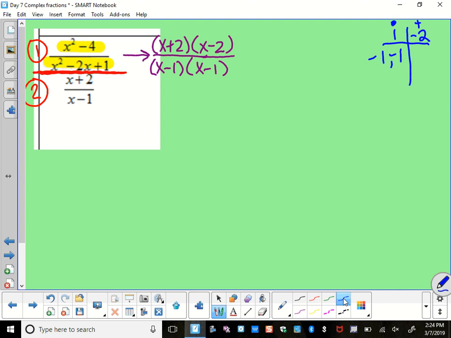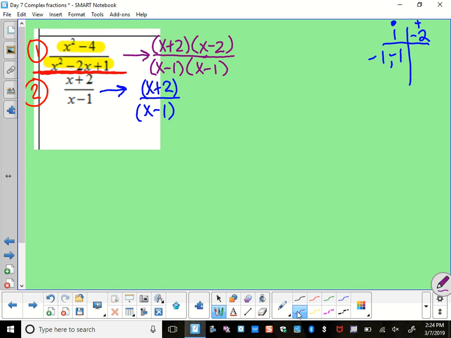My second fraction down here is already factored down, right? So we don't have to do anything to that. It's just x plus 2 on top, x minus 1 on the bottom. I can't simplify that any further. Do you guys see how I just simplified my top fraction and my bottom fraction? Now I have to solve it, okay?